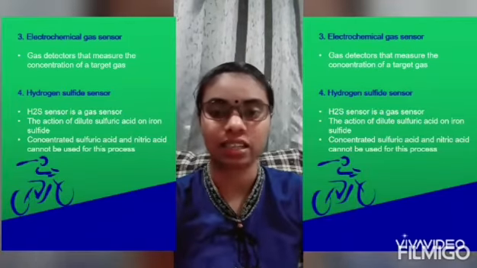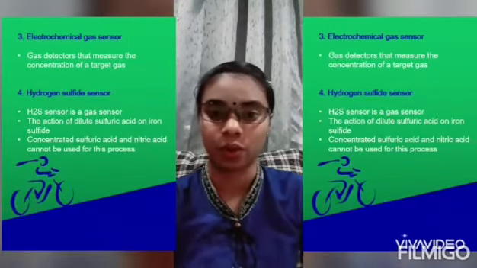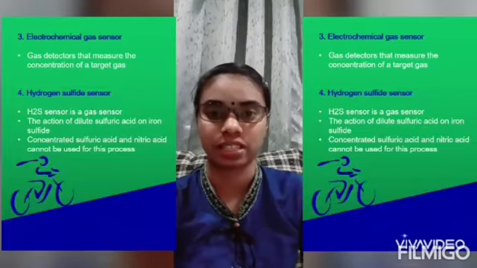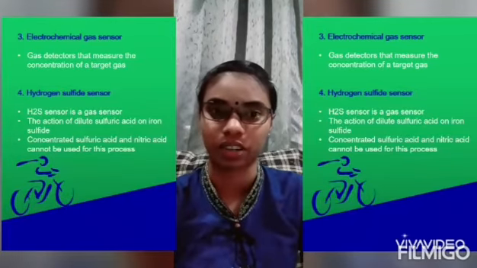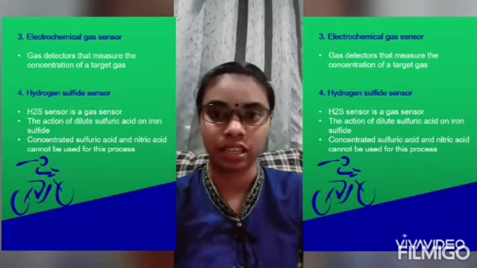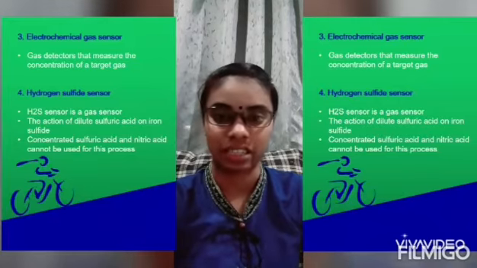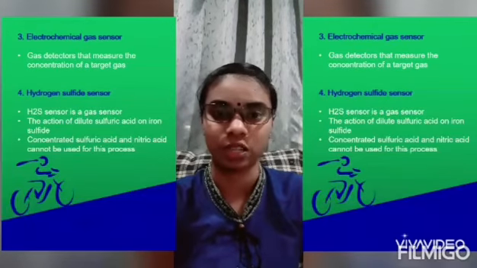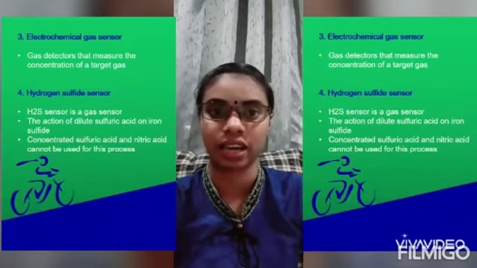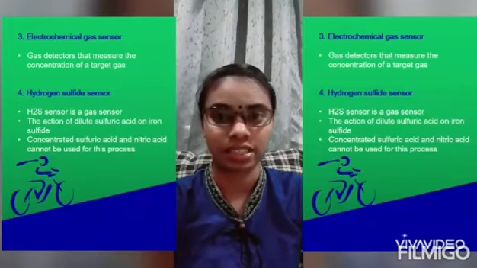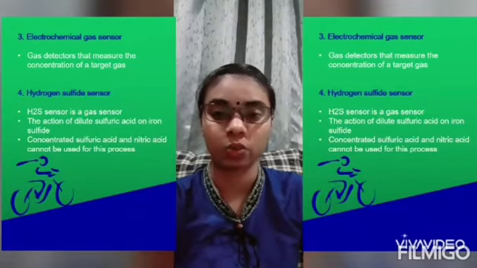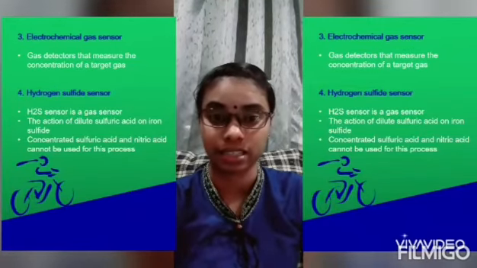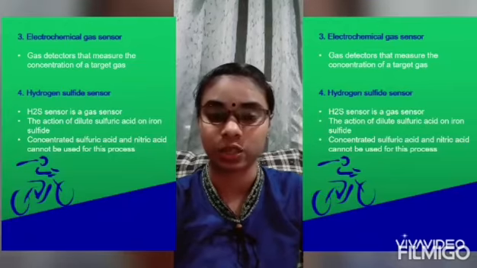Number 4 is a hydrogen sulfide sensor, or H2S sensor, a gas sensor for the measurement of hydrogen sulfide. In a laboratory, hydrogen sulfide is prepared by the action of dilute sulfuric acid on iron sulfide. Sulfuric acid and nitric acid cannot be used for this process as they oxidize hydrogen sulfide to sulfur.